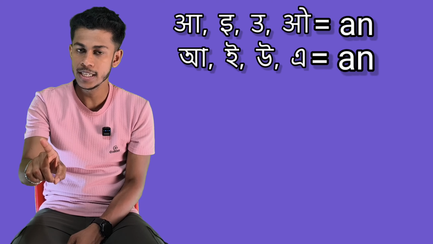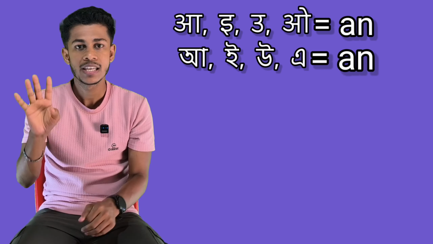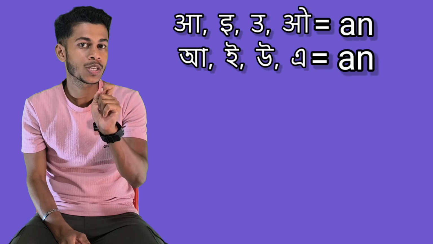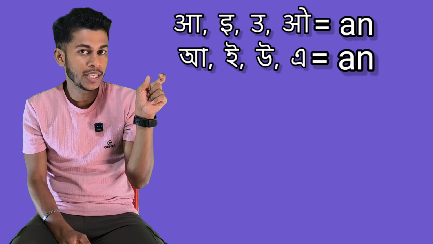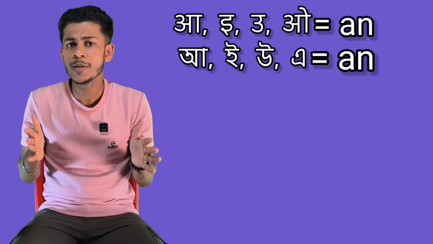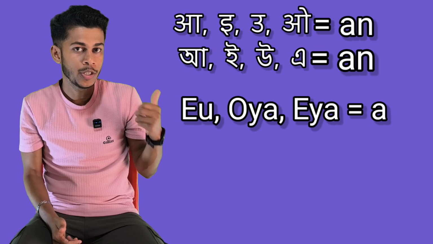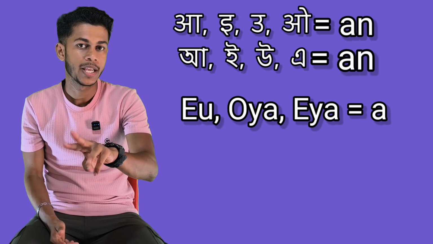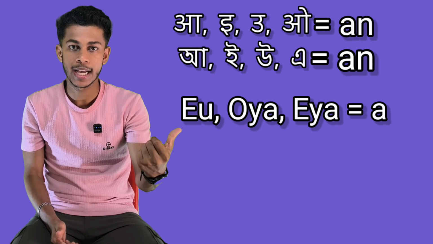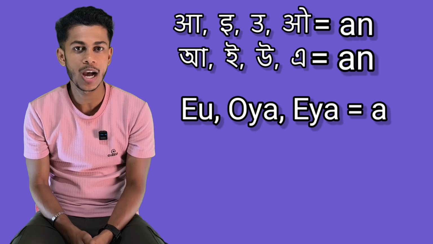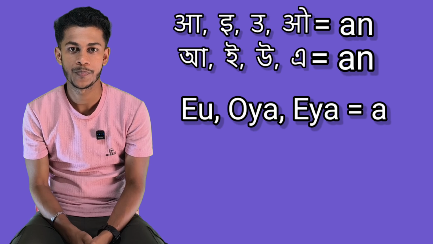I will give you example later, but now remember just this one rule. First is, if the sound comes or pronunciation comes like A, E, U, A, you will use N. And let's talk about our second rule. If any pronunciation comes like U, Wa, or Ia, these 3, remember, U, Wa, or Ia, close your eyes, use A.